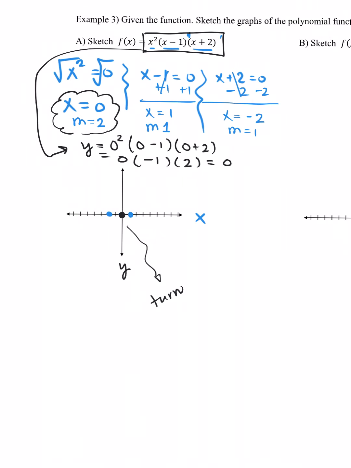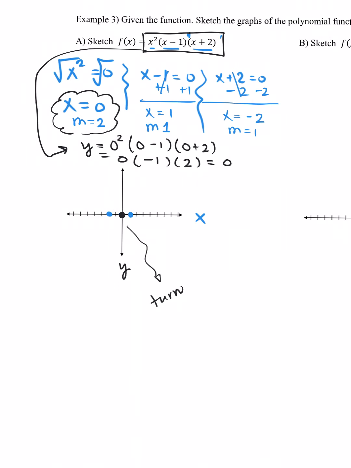Don't go through. Okay, so they call it a bounce. So I'm going to bounce there and not go through the x-axis there. So I need to make sure I pay attention to that. All right, so I'm going to look at my leading coefficient to figure out how my graph is going to end.